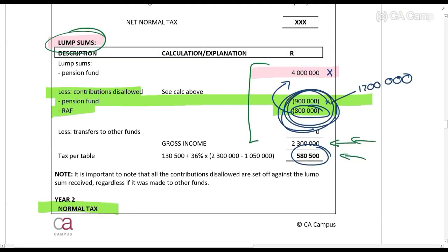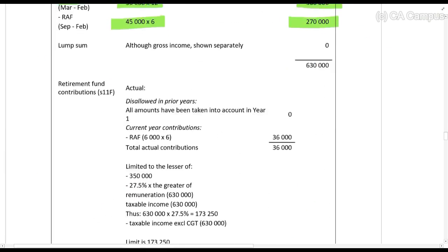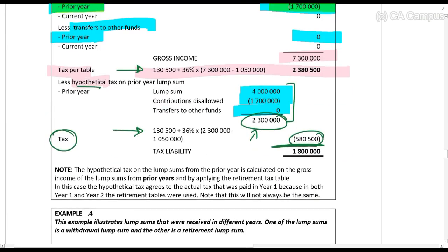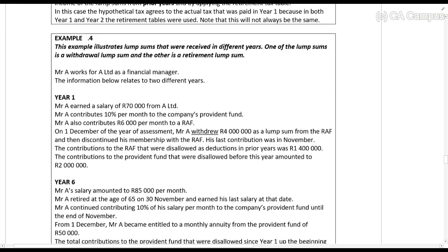Now guys, please remember, you mustn't see it as though it must be the same as last year's amount. It's not. You have to calculate it using the tax table that you're using today. So it is just pure coincidence that they work out in this way. Alright, compare that now to the next one, example number 4.